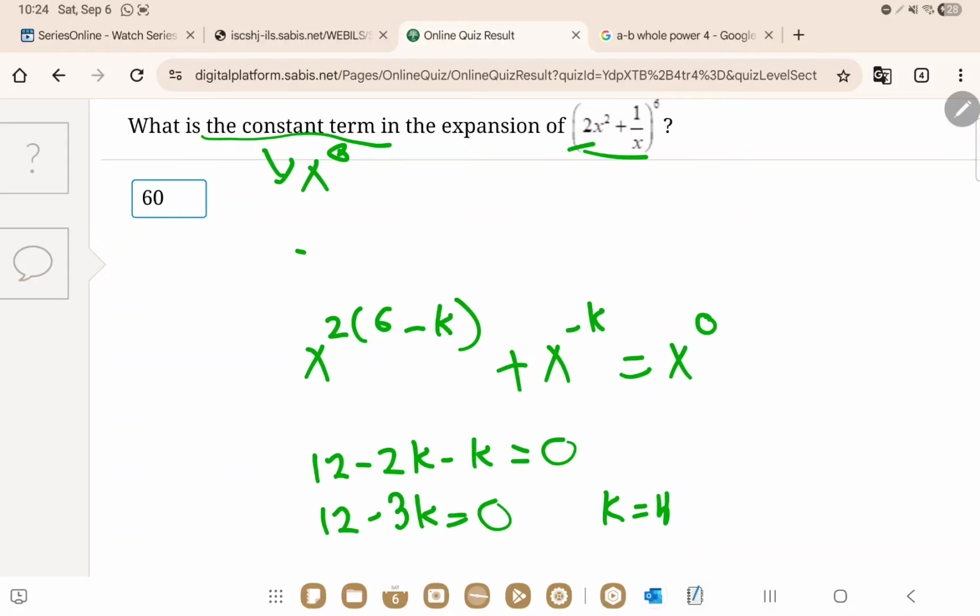Now, by the way, they didn't bring a single question about this in the quiz, but if you find k to be a negative number or a fraction or a decimal, the answer is no constant term. There is no constant term if k is anything but a whole positive number.